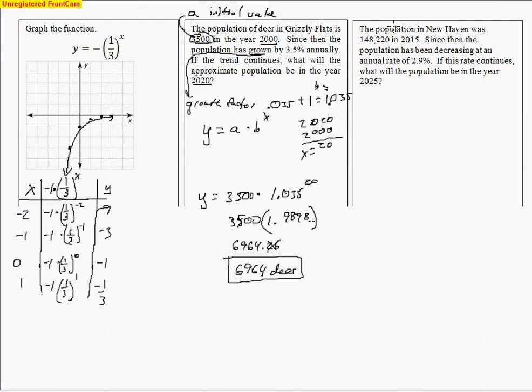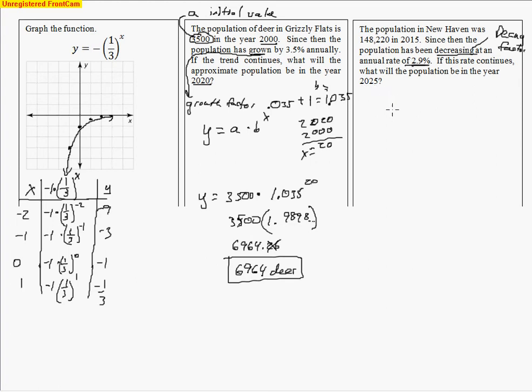So the population of New Haven was 148,220 in 2015, since the population has been decreasing. Okay, so we have a decay factor. And so we'll see what to do with that in just a minute. It's going down 2.9% annually. So if this rate continues, where will it be in 2025?